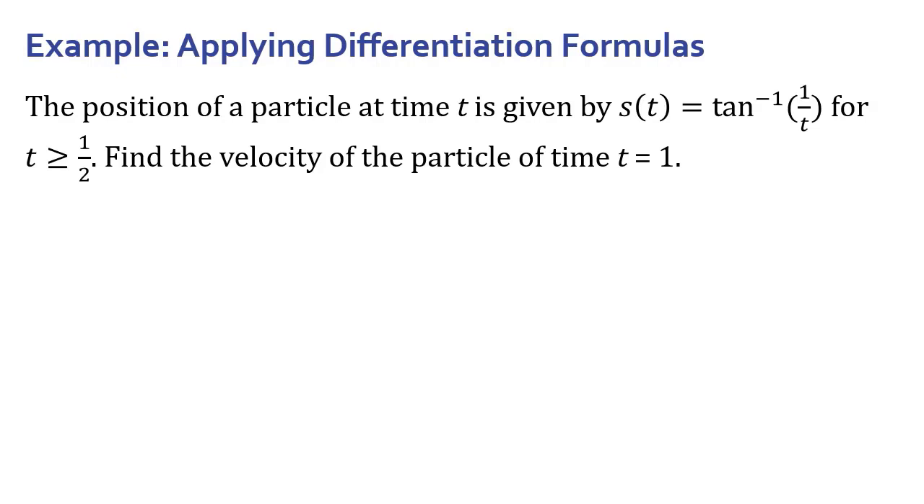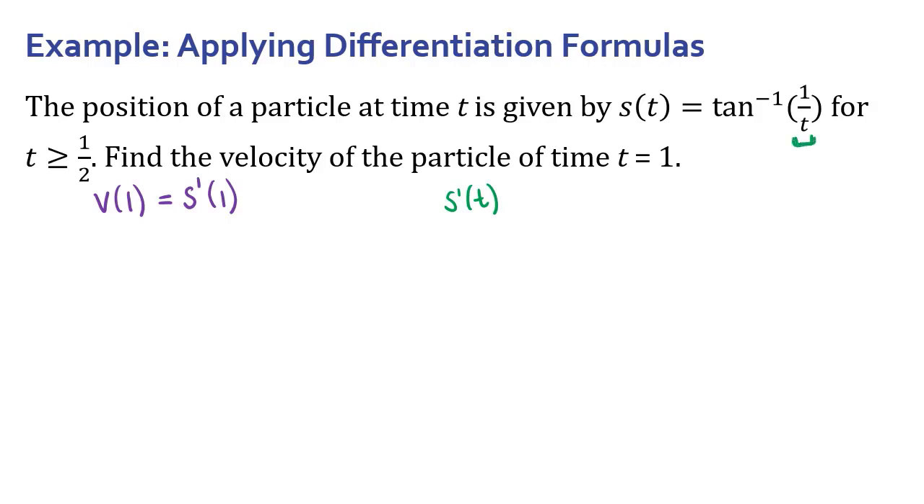Okay, so remember that finding the velocity at 1 is going to be finding the first derivative of the position function at 1. So let's first figure out what is the first derivative function. So what is s prime of t? Okay, so again, I'm going to have to use the chain rule because I have an inside function.